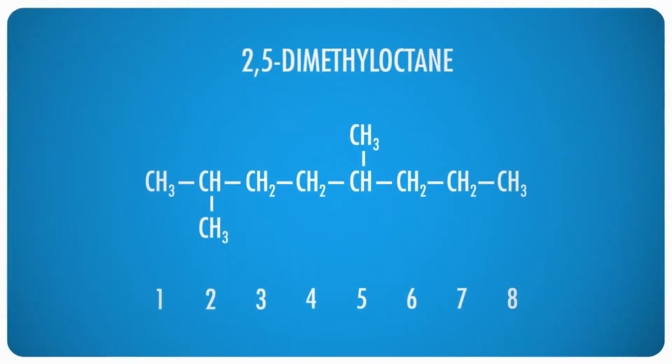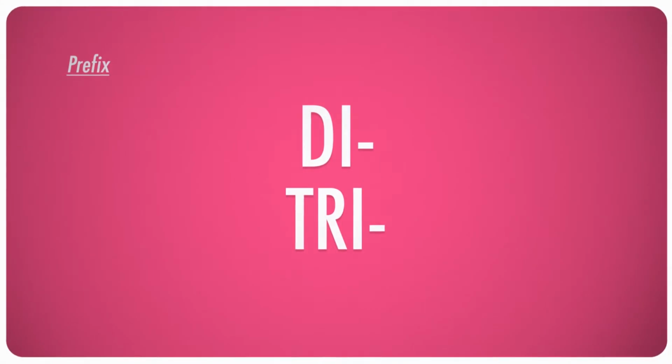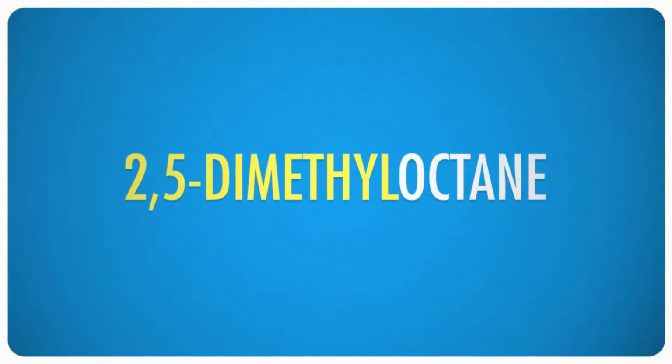Now suppose you have more than one of the same size group attached to the same chain, like 2 methyl groups on the same alkane. In this case, you put a number for both of them, and then prefixes like di and tri are used to indicate the multiple attachments. So for instance, if an octane chain has methyl groups attached to its 2nd and 5th carbons, it's called 2,5-dimethyloctane.